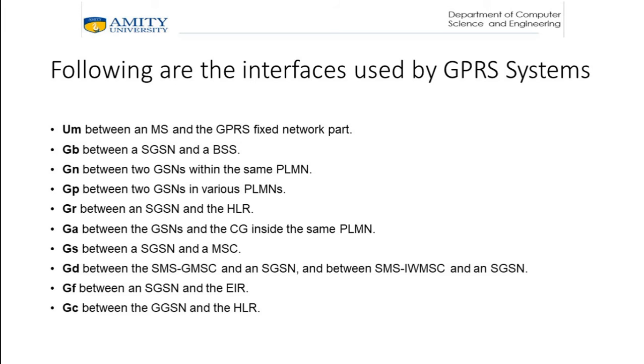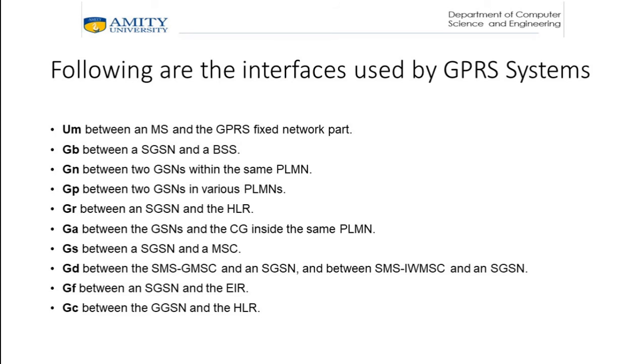Gf between an SGSN and the EIR is the next. The Gf gives an SGSN access to GPRS user equipment information. The EIR maintains three different lists of mobile equipment: a block list for stolen mobiles, a grey list for mobiles under observation, and a white list for other mobiles, which is a general user who has never had any problem with the mobile phone.